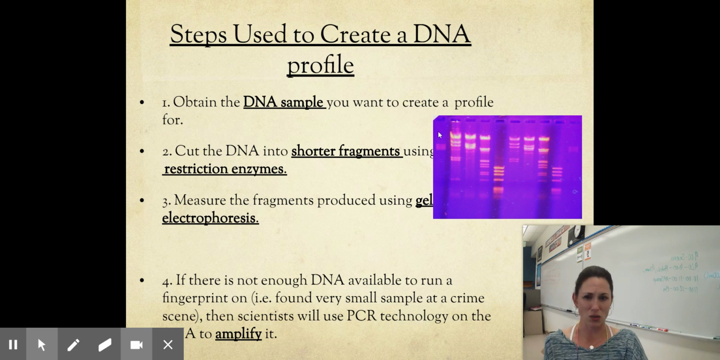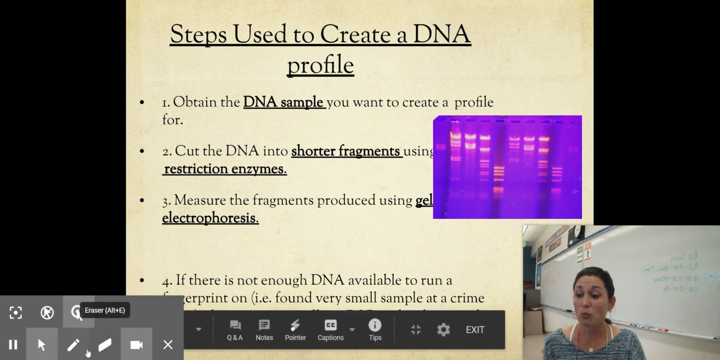Okay, so how do we do this? What does this look like? The first thing we do with creating a DNA profile or using DNA fingerprinting is we get a DNA sample. A lot of times that's saliva, it could be semen. You can use blood, although we've talked about red blood cells don't have DNA in them, so you would use the plasma from a blood sample.